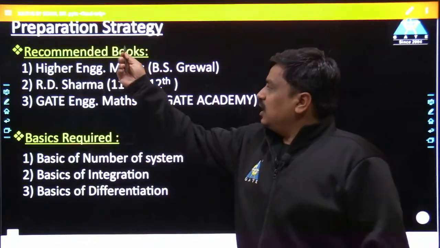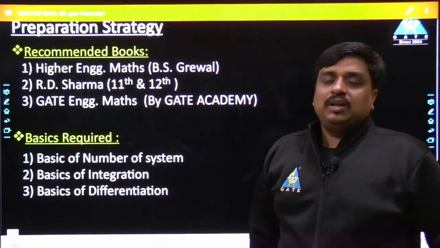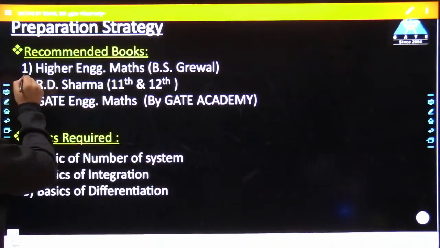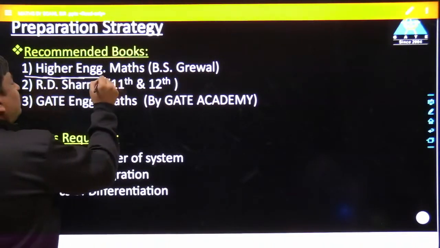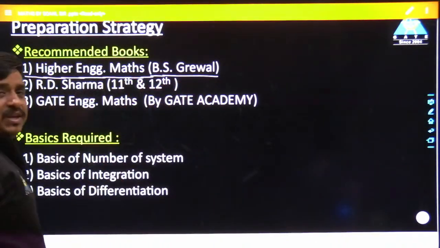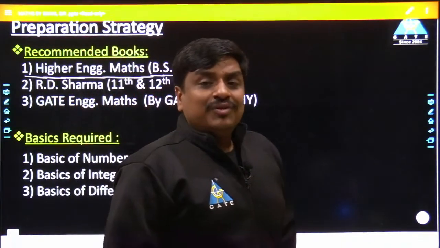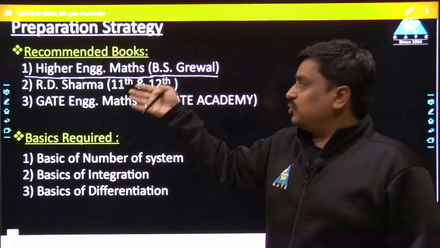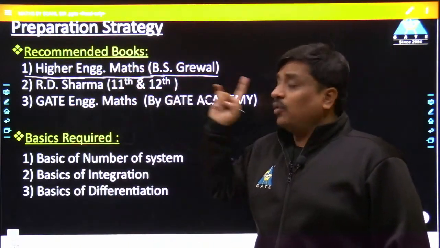My dear friends, here come the recommended books. The first book which I have kept at the very beginning is Higher Engineering Mathematics by B.S. Grewal. Probably many of the universities and many of the students follow this book, so probably most of us would have it. That's the first book of recommendation.